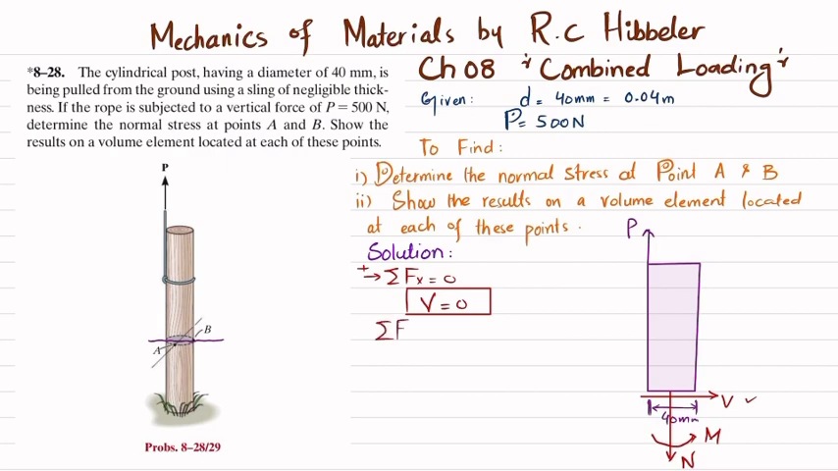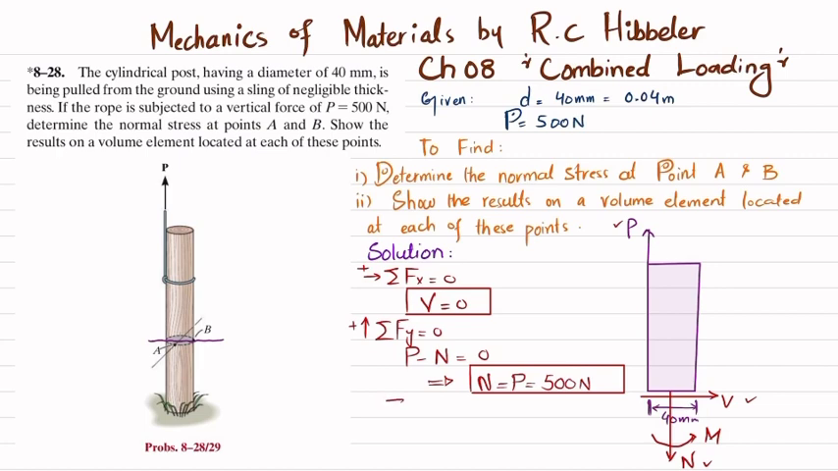Now we'll find this vertical force N. For that, the sum of all forces along the y direction must be equal to 0, and upward force is taken as positive. So two forces, one is P and the other is N. Their sum must be equal to 0. So P minus N will be equal to 0. So it means that N is equal to P, and P is given as 500 Newton. Now we will find this moment.